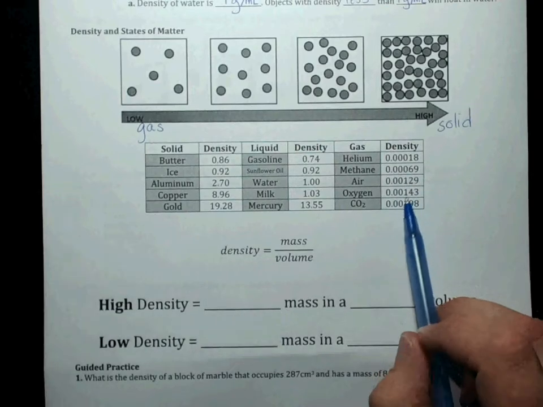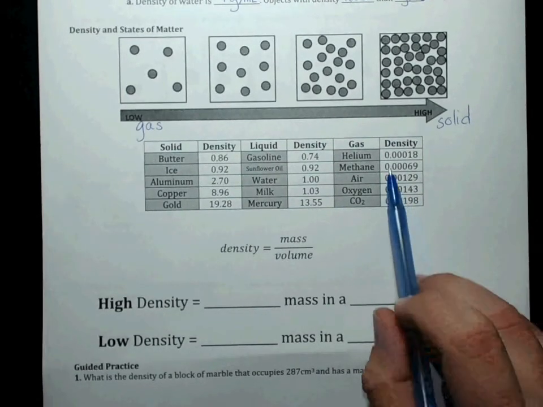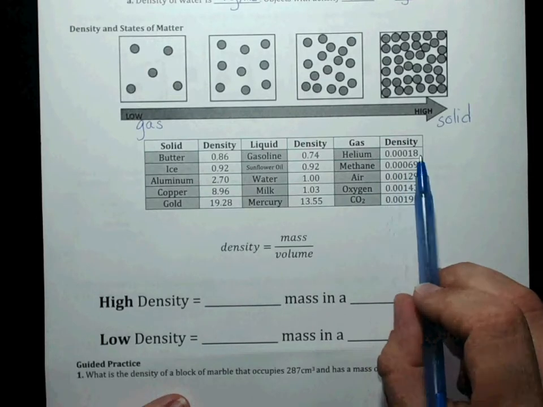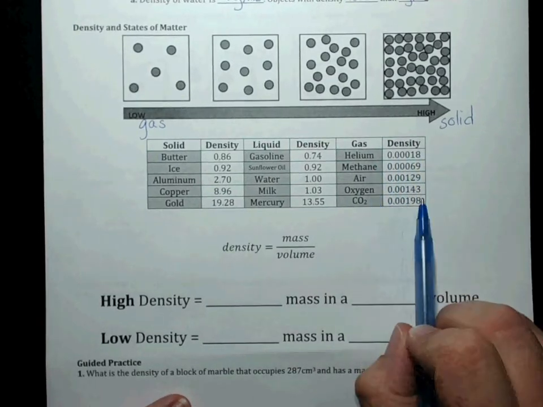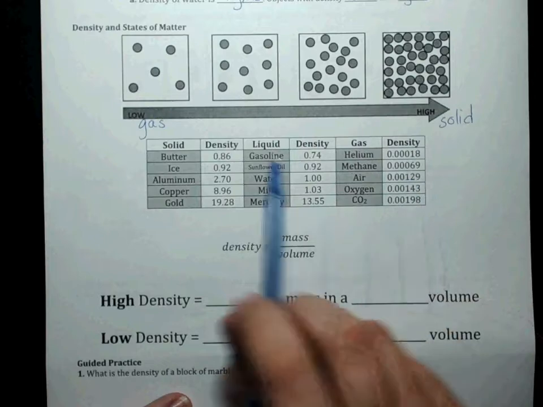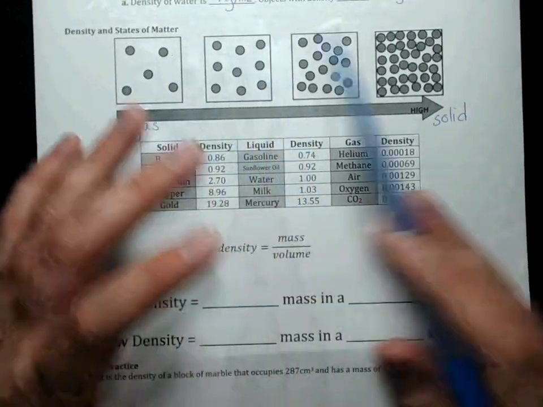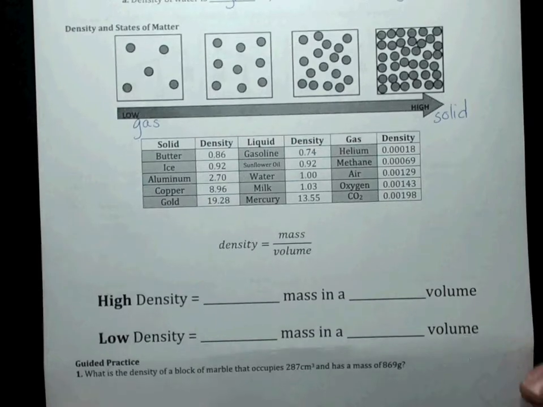But look at your gases. The densities of these gases are extremely small numbers. 0.00018, that's a very small number, and your gas densities are always going to be very small because you have a small amount of mass spread out into a large amount of volume.